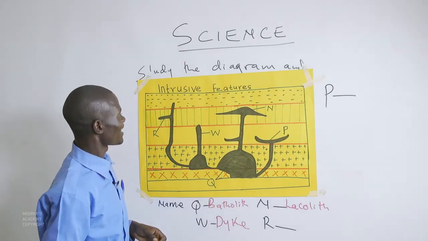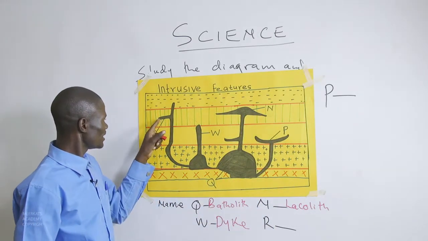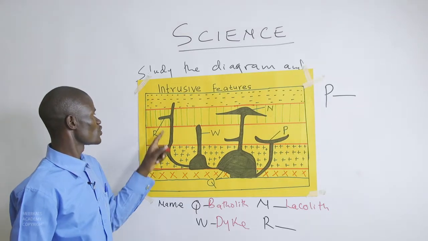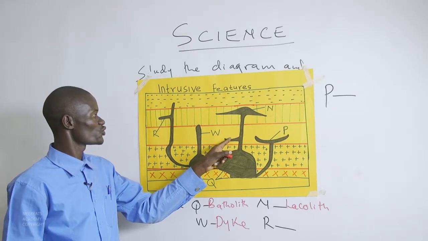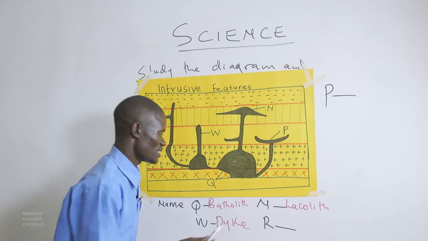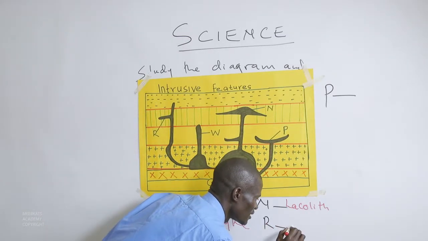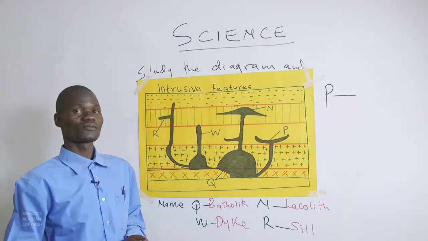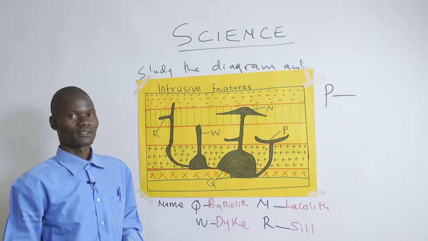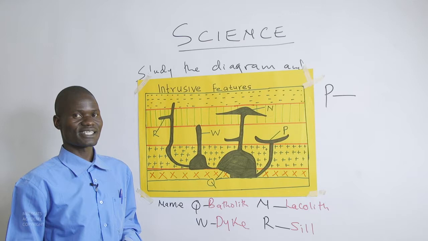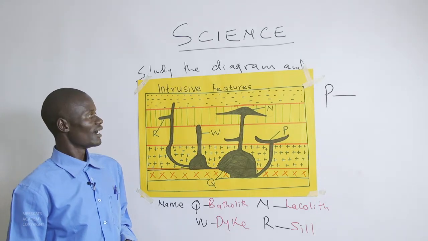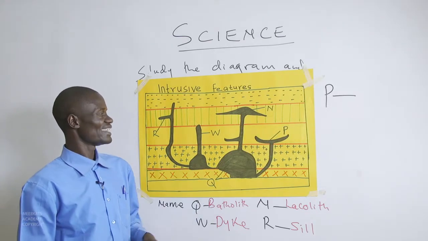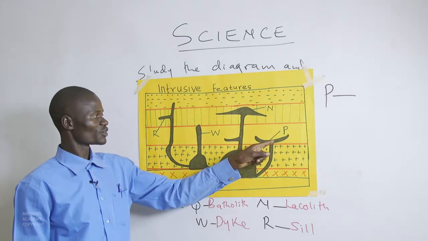What about R? The one that is formed nearly horizontal, which is equivalent to this one also, is referred to as a sill. It is referred to as a sill, and point P, we also have to name P.